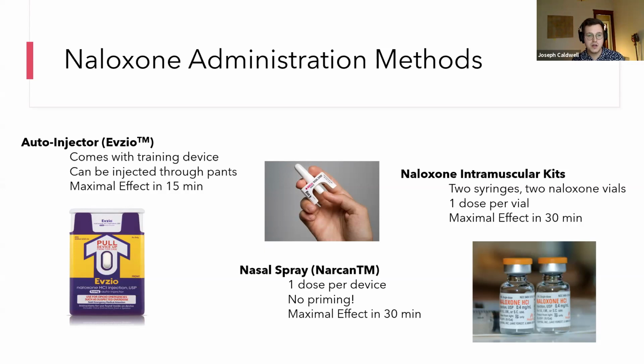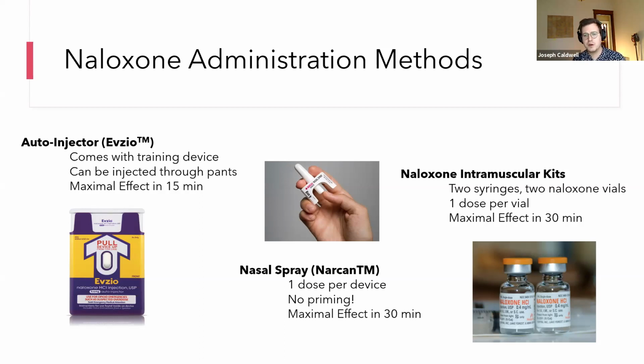The one thing that we see the most of is probably the nasal spray, and this is what we actually call Narcan. Naloxone is the generic name; Narcan is the trademark name for the naloxone overdose spray. It's going to be one dose per device. Thankfully, unlike the auto injector, you don't have to do a priming for it. What I didn't mention is that there's a maximal effect in 30 minutes. So it will reach its maximum effect over a 30-minute period and then decrease pretty quickly over the next 45 minutes to an hour. So again, it's super important to be ready to re-administer if necessary.